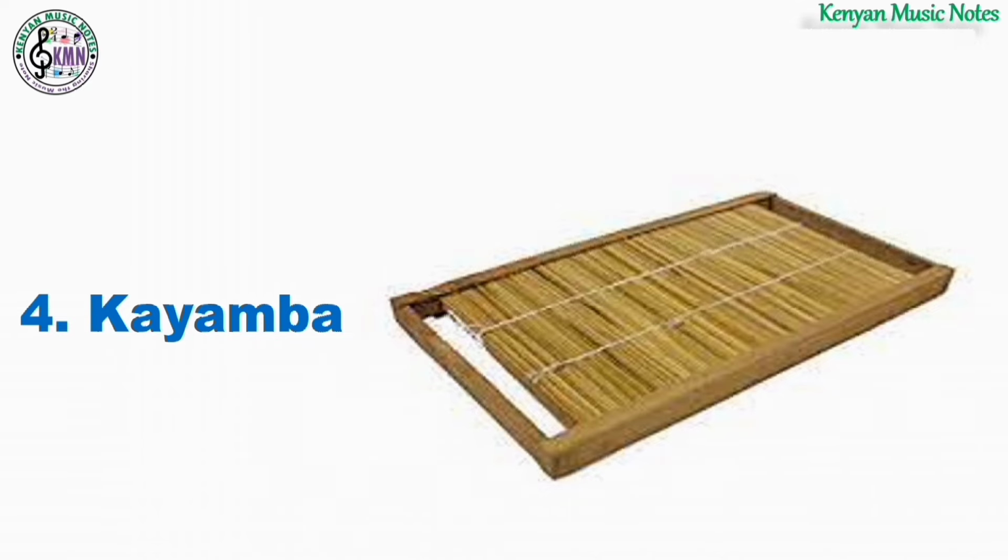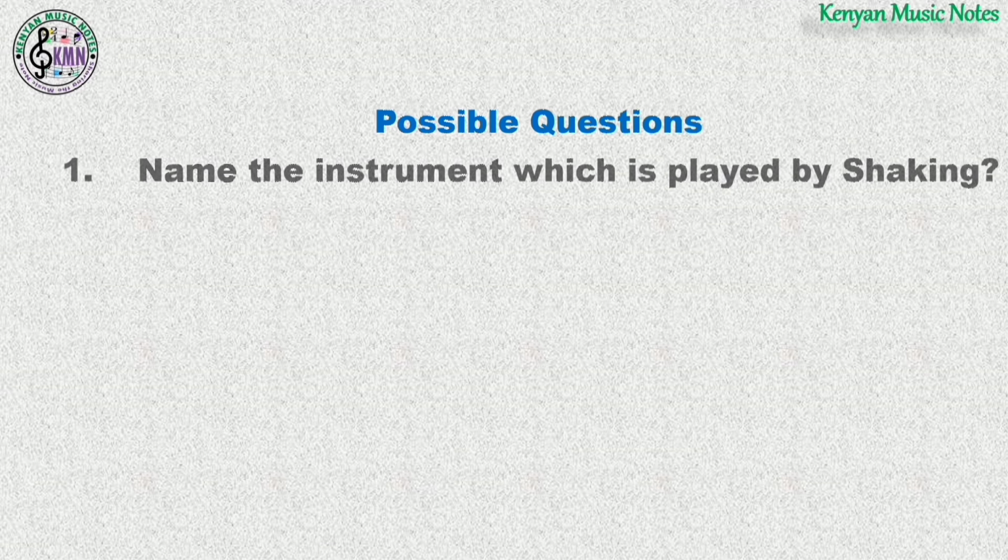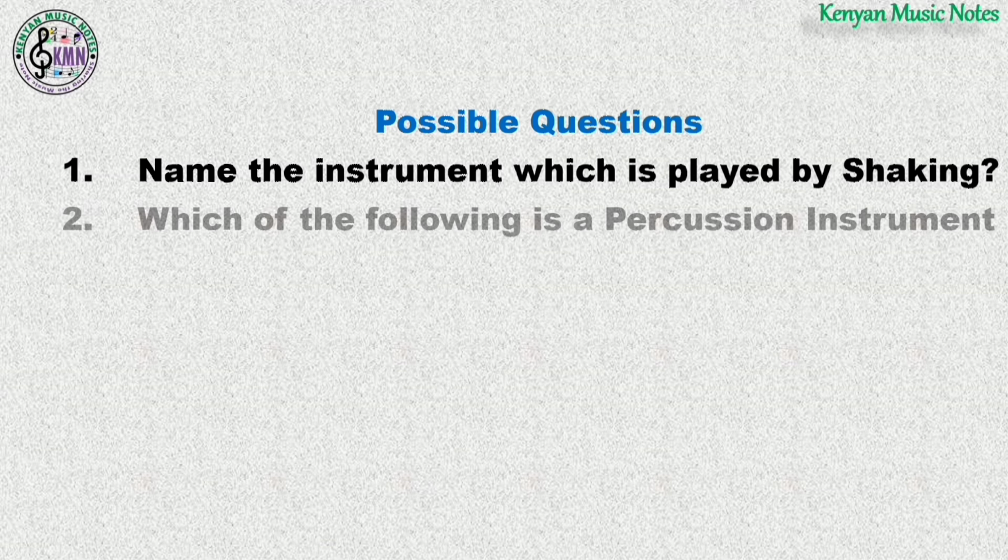Now let's talk about the possible questions that we can get in our assessment. The first question: name any instrument played by shaking. In another way, you can be asked, which of the following is an instrument which is played by shaking? The next possible question is, which of the following is a percussion instrument? A lot of instruments will be written on the paper and you will be asked to choose a percussion instrument.